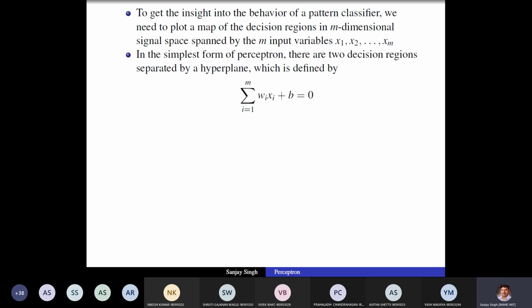When I say wTx equal to 0, what do you understand from it? Hello? When the vector wTx equals 0, what do you interpret out of it?